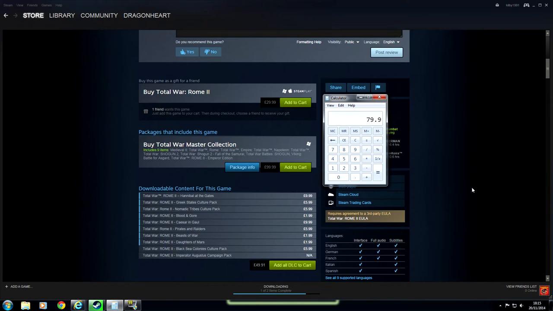Rome 2 on its own, £30, not too bad. Hannibal at the Gates, £9.99, happy enough with that. Hannibal at the Gates added a few new factions. It added a new campaign map, and it was more of a story-based kind of mini-campaign, which we have had quite a lot of in the past on Total War.